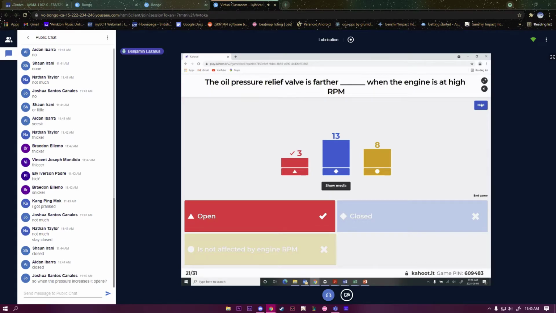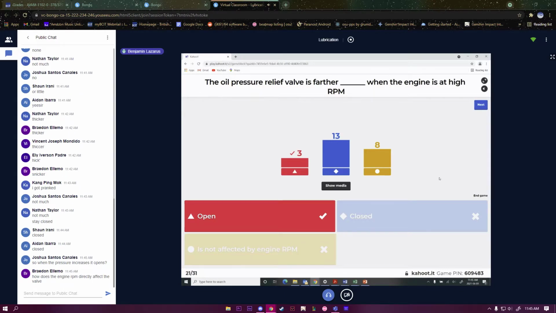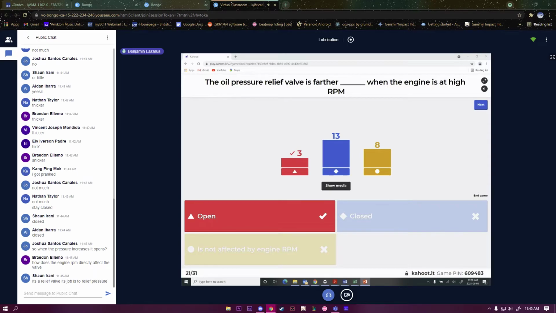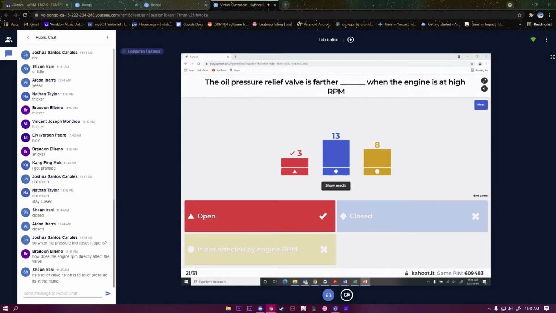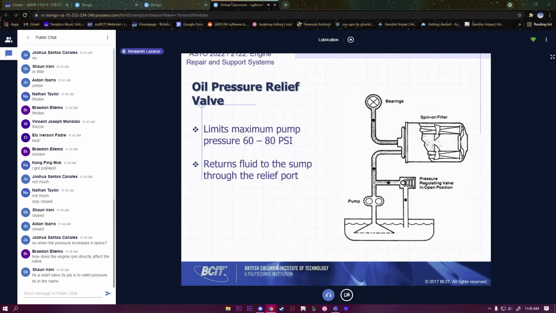Do I need to go back to the picture here? When the pressure increases, let me pull up a picture. So how does engine RPM directly affect the valve? Okay, let's go back to find the right picture. This one here. Slideshow. Okay.